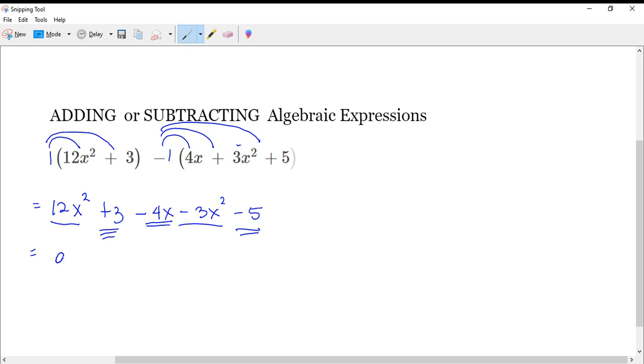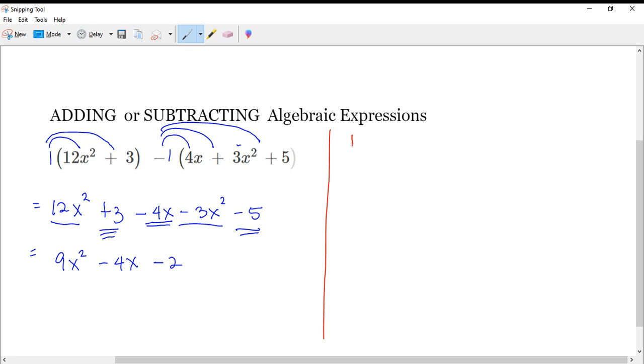So now you will have 9x squared, and then all the x's, negative 3, negative 4, and that's it. That's the only one, negative 4x. And then 3 minus 5, you have negative 2. So that's it for this one. That's the simplified version. Now I'm going to give you a second example that you can work on.